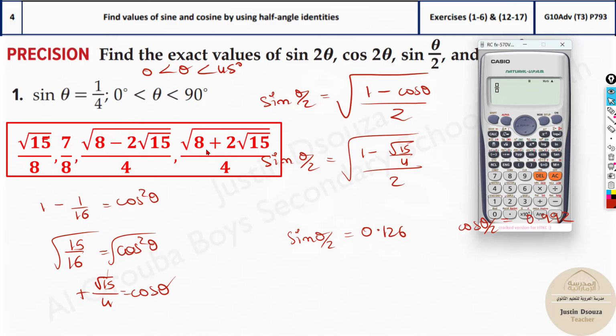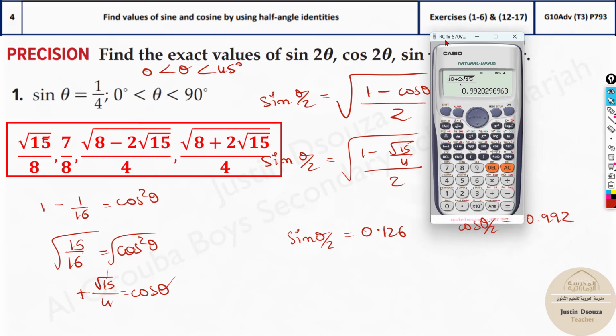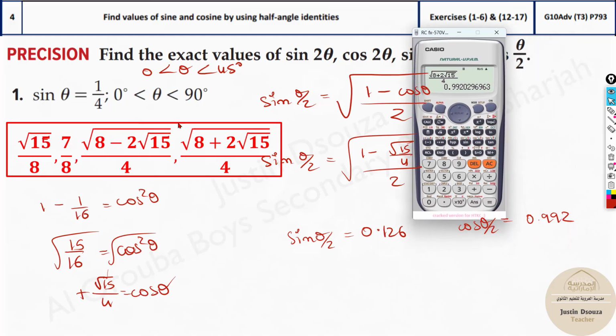Now let's put these in the calculator. Use the fraction symbol, square root of 8 minus 2, again square root 15 divided by 4. The third value is sine 2 theta. What is the answer? Press equal to, it matches. It's the exact value which we got. Now we just change the minus sign to plus, and what do we get? It'll be 0.992, and that's the cos theta by 2 value. So this is how we can do it.